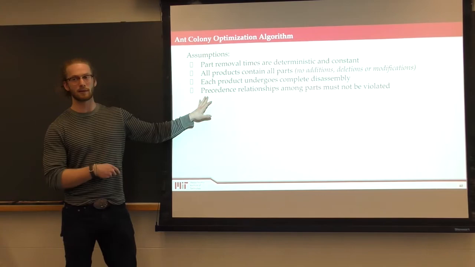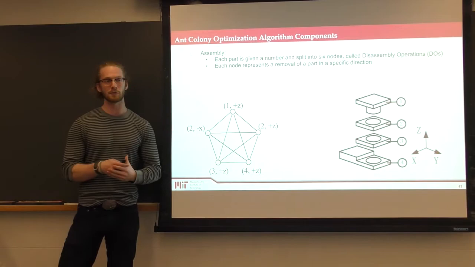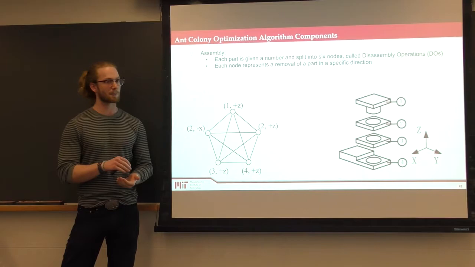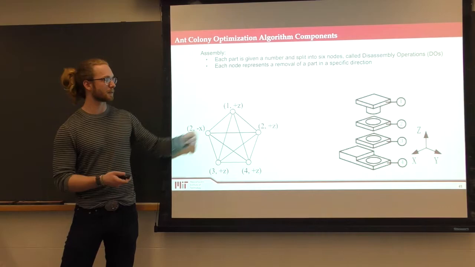So there's two big additions to the algorithm for ASP. The first is this concept of disassembly operations, or DOs. And the idea here is that we're numbering each part in the system, and we're going to split it into six nodes. And these are going to be the nodes in our graph. So each DO represents a part in a direction. So this DO right here, 1 positive z, represents the removal of part one in the positive z direction. And we have six directions here, so positive and negative x, y, and z.